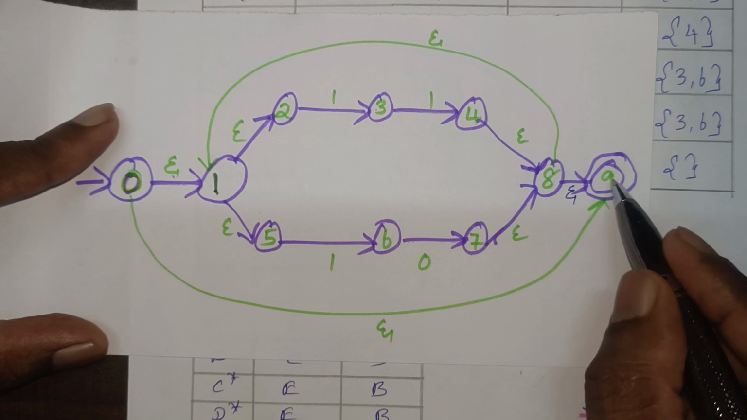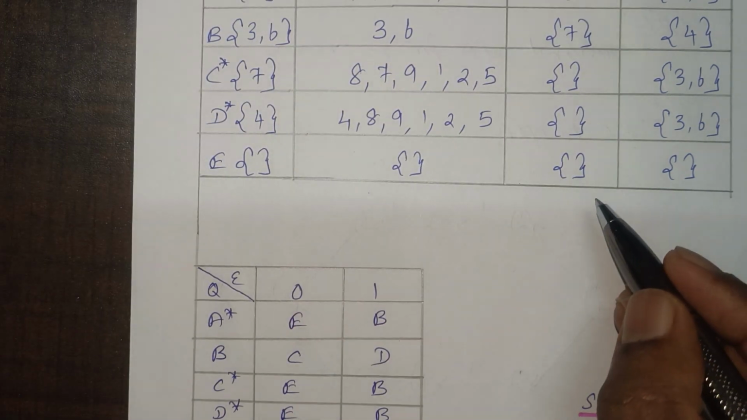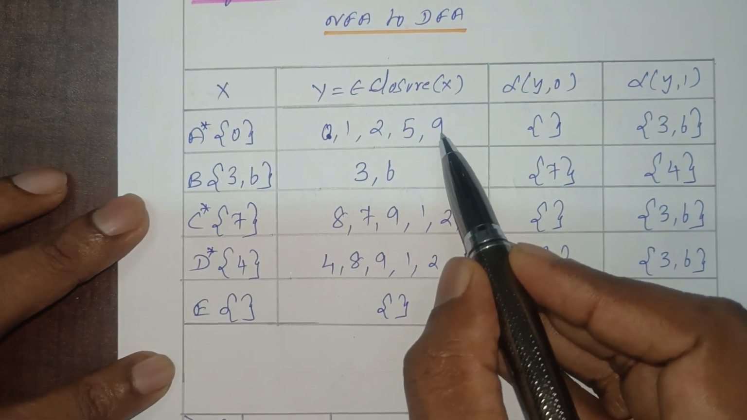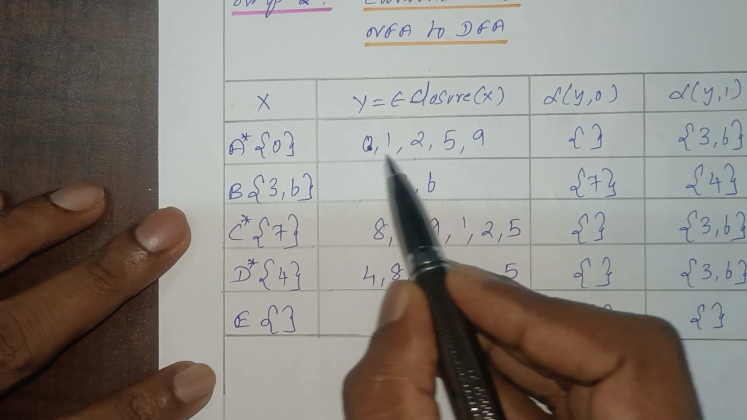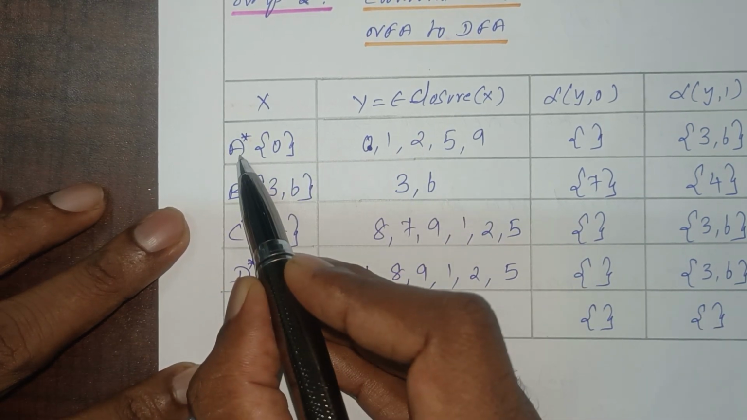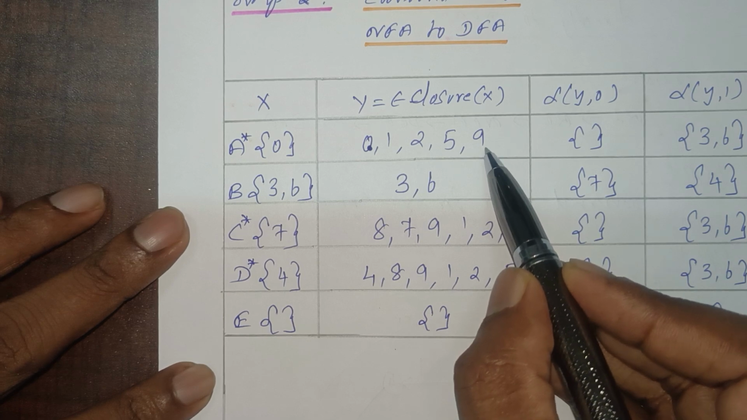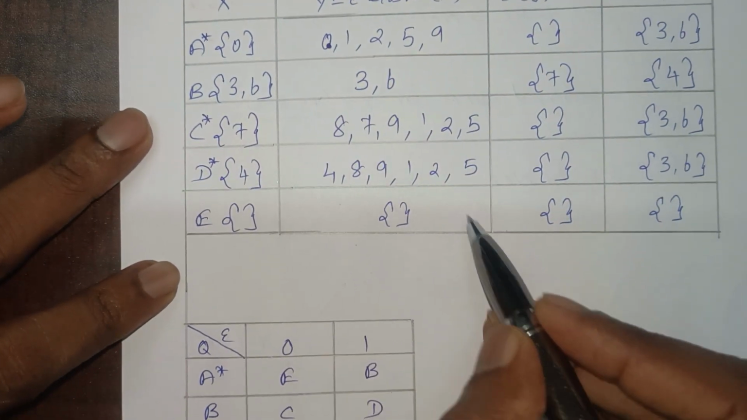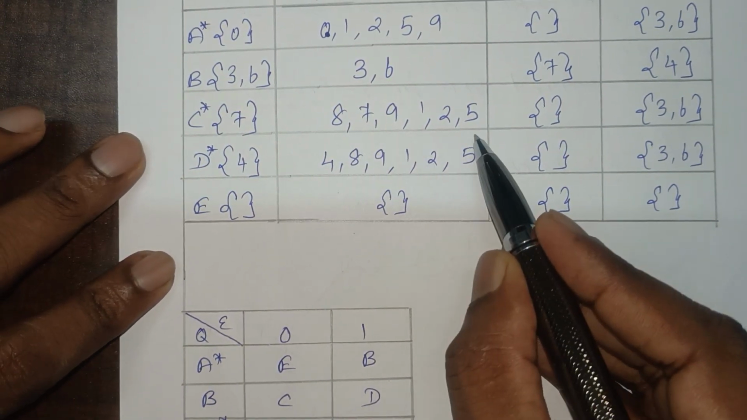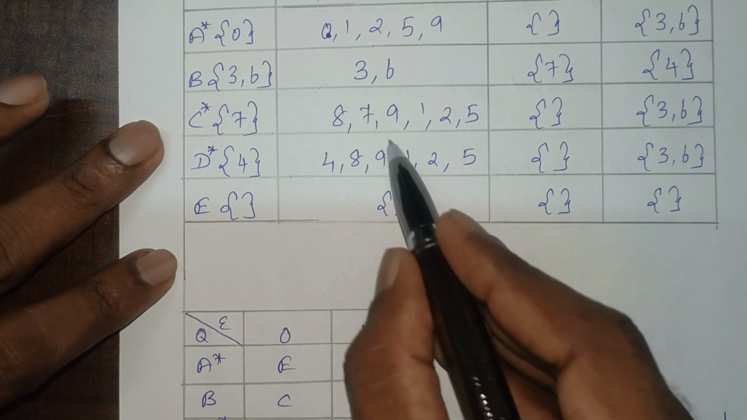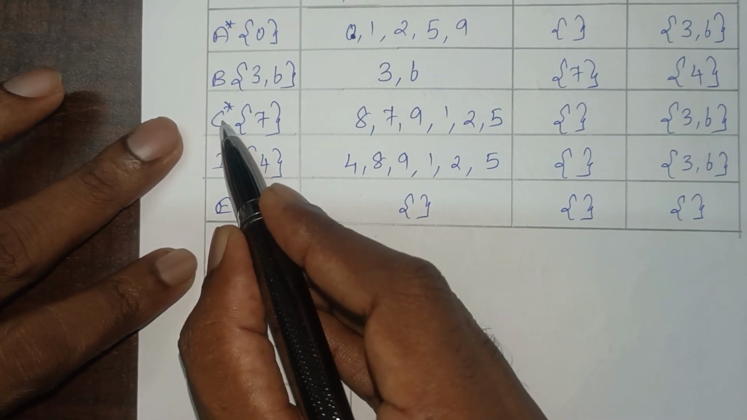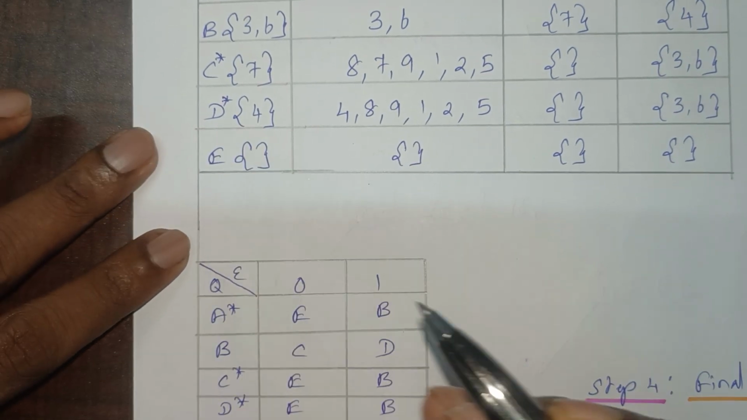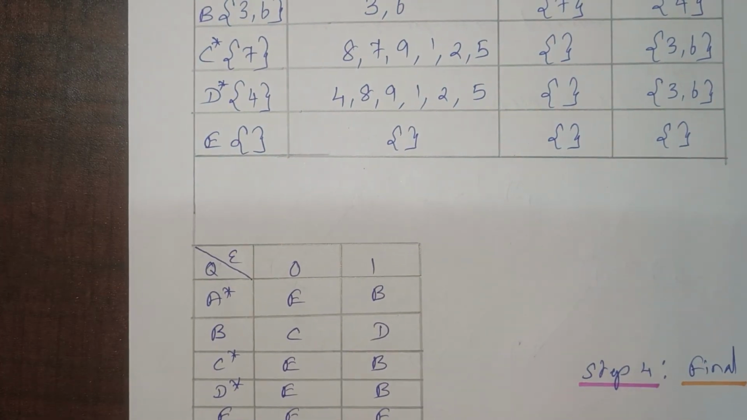The end state is 9. So wherever you find 9 in a closure, that particular state will be considered an end state. Here you can find E closure 9, so I am mentioning A as an end state. Wherever you find 9 in this particular E closure, that will be mentioned as an end state. So here you can find 9, so I'm mentioning C as an end state. Here you can find 9, so I'm mentioning D as an end state. And here it is an empty state, right?